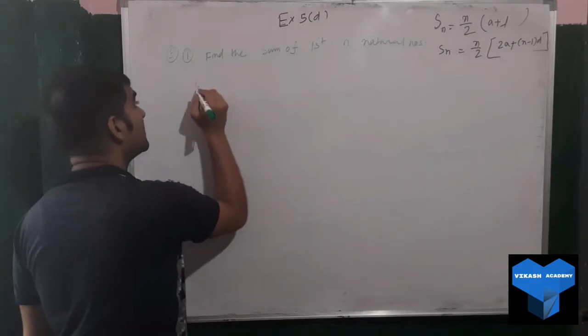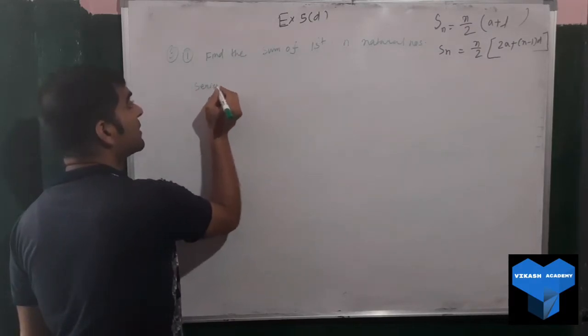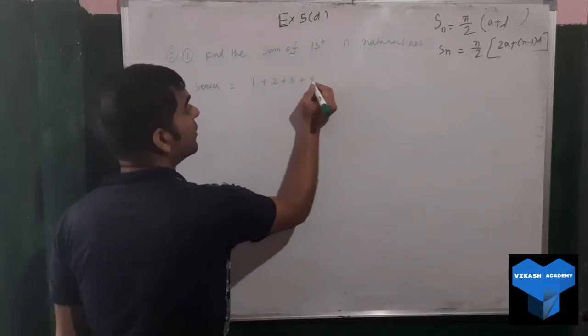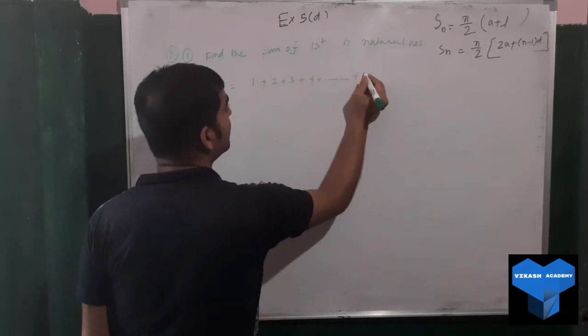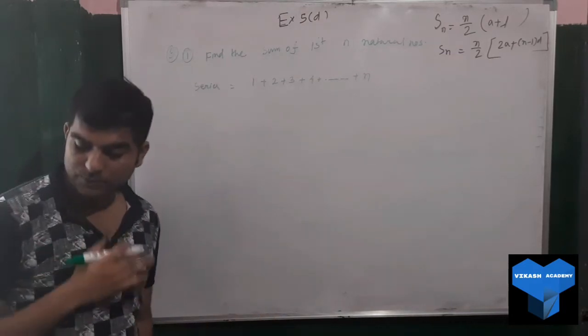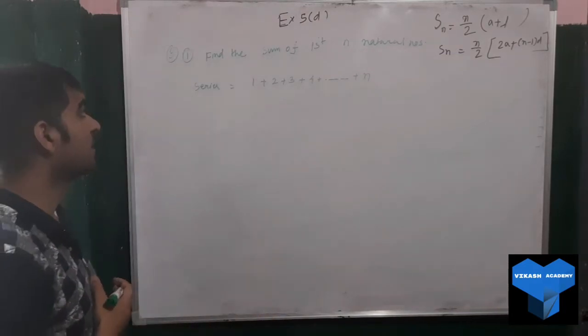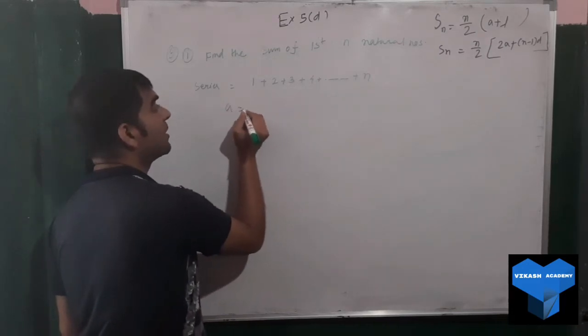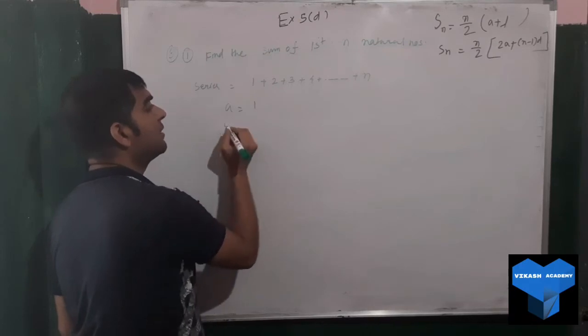So what will the given series be? You already know the series will start from 1, 2, 3, 4, dot, dot, dot. It will go till n. So this will be your series for the first n natural numbers. Now from here you can find a, we have 1. Then l, we have n.